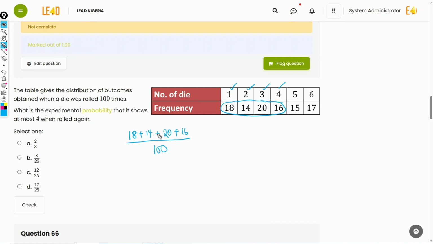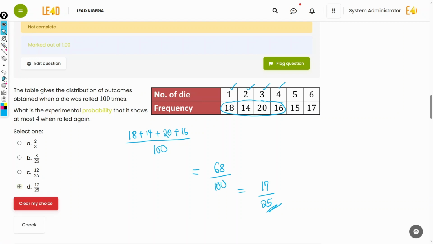That's 14 plus 16 is 30, 30 plus 20 is 50, 50 plus 18 is 68. So that's 68 out of 100, which I believe is divisible by 4. That can be reduced to 17 out of 25. That's option D.